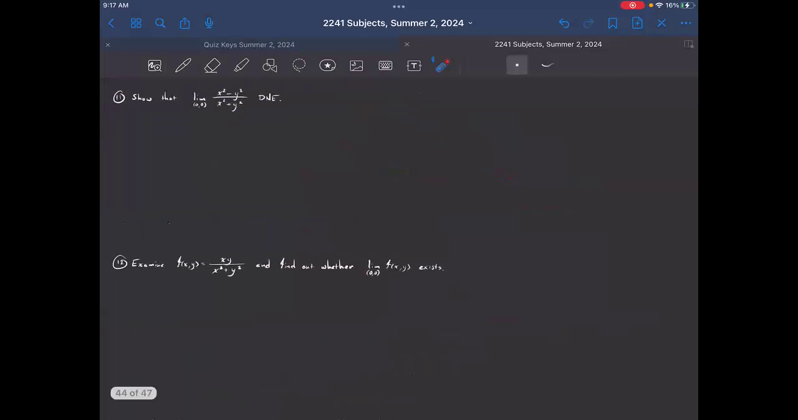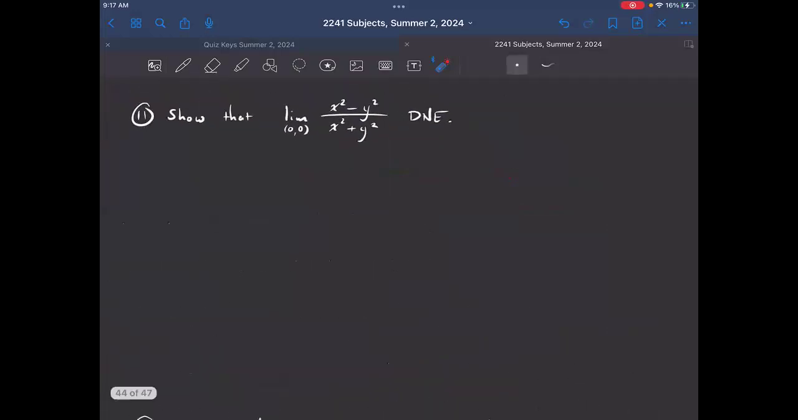This is our examples 3 video, and here we're going to start working on limits and continuity for multivariable functions. All right, so jumping right in, show that limit of this function right here does not exist.